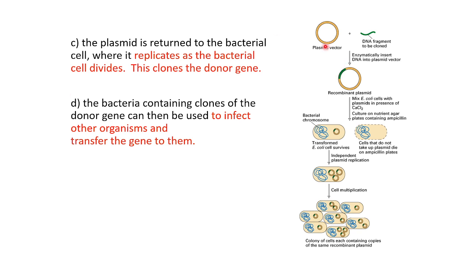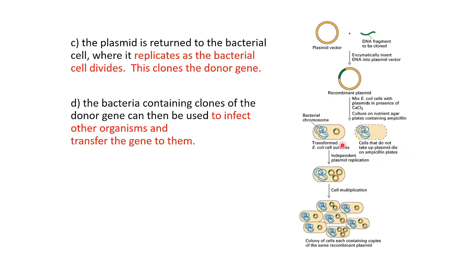So here you see a plasmid vector, and the DNA fragment you enzymatically insert, and then you mix the E. coli cells with the plasmid in the presence of CaCl2. This adds to the competency of the cells, and the cells become competent in nature and can withstand a high amount of stress, temperature and pH. Now the culture is put on new agar plates containing, say, ampicillin. So you have the bacterial chromosome and the plasmid which is transformed. The E. coli cell survives. The cells that do not take up the plasmid die on ampicillin plates.